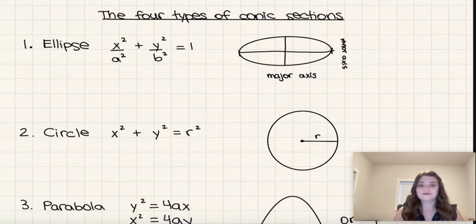The ellipse has the form x squared over a squared plus y squared over b squared is equal to 1, and it has a major axis and a minor axis. Presumably the major axis and the minor axis are different, but they also could be the same. And that actually brings us to the circle.